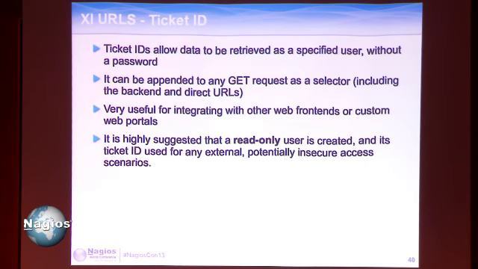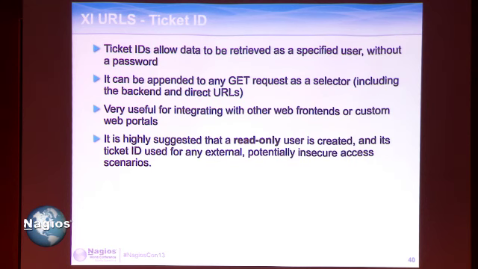Ticket IDs. If you don't know about this and you use Xi, you absolutely should. This is what's used for the rapid response URLs if you decided to use it and not turn it off because you're afraid of the security concerns with it. They can be appended to a GET request as another selector or key value. Very useful for integrating into other web front ends or sculpting custom emails that need to go out with a rapid response URL, or at least a URL that you want someone to click to end up to see the view that you want them to.